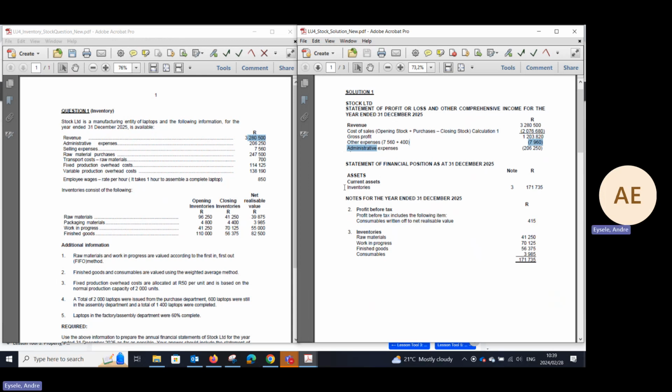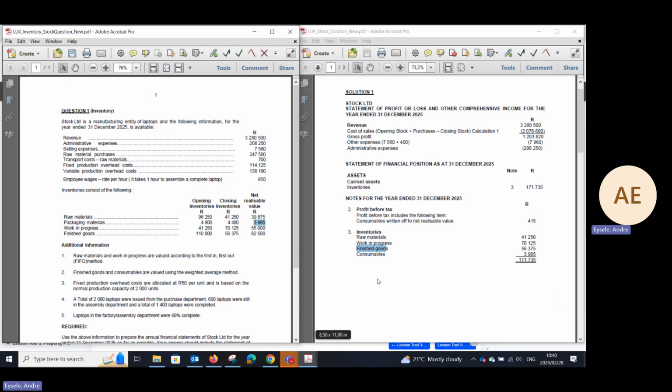Assets: inventory falls under the classification and category of current assets. And inventories will be disclosed at the lower of cost and net realizable value. And that will consist of your inventories as at year end, which we will calculate. Okay, we can immediately see that your raw materials inventory has a closing figure of 41,250. Your work in progress is 70,125, and your finished goods, we can see here, is 3,985, which is given to you.